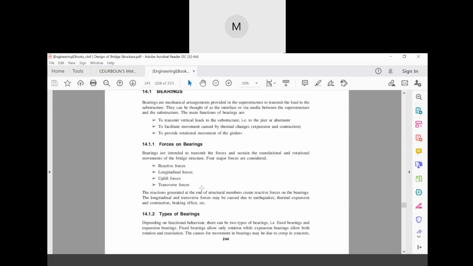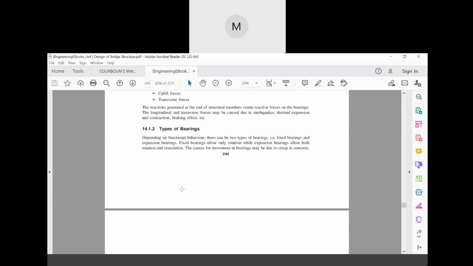So the forces on the bearings: reactive forces, longitudinal, uplift and transverse forces. These are the forces that will be acting on a bearing. Now, what are the different types of bearing?